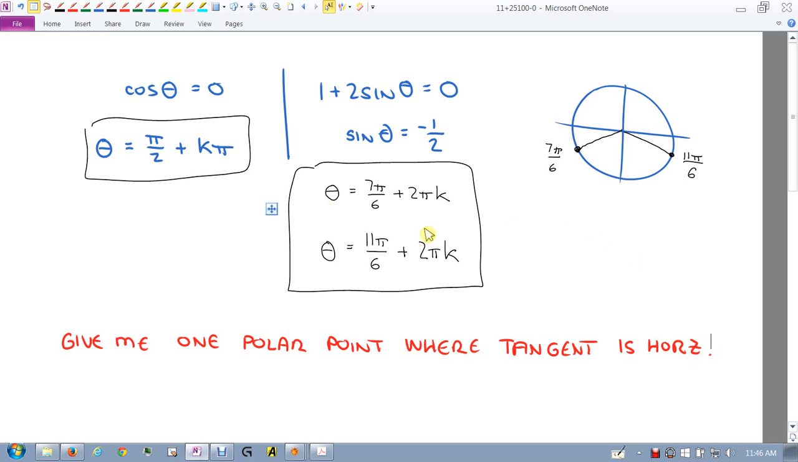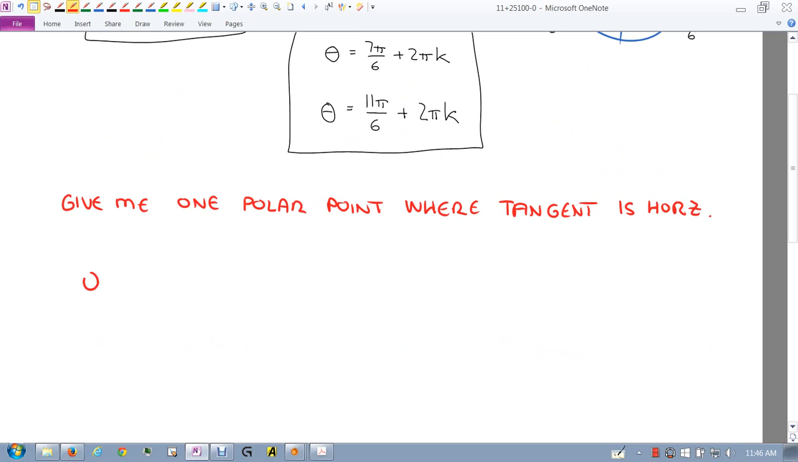So how about we just use this one right here, pi over 2, right? When theta is pi over 2, can you tell me what r is? So you go to your curve, 1 plus sine pi over 2. 1 plus sine of pi over 2 is going to be 2. So what's the polar point? 2, pi over 2. Yes? That's your polar point. The r and then the theta.